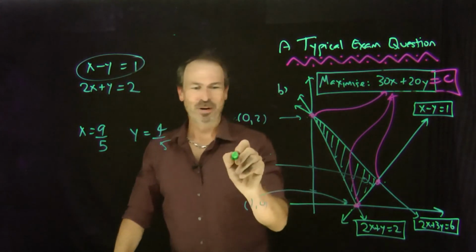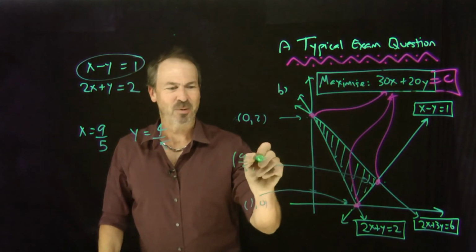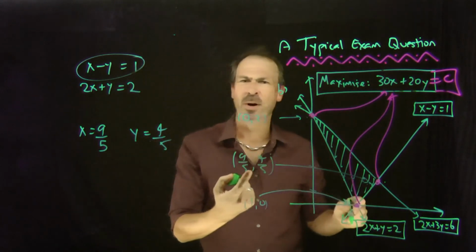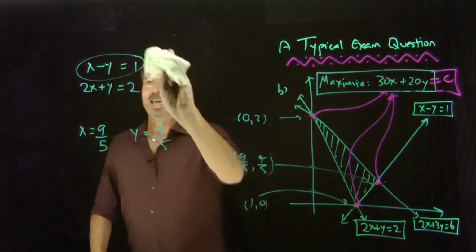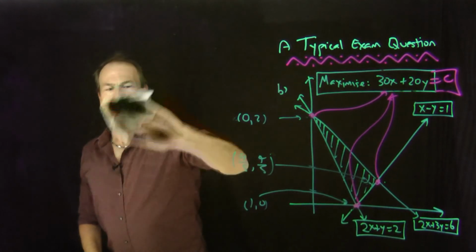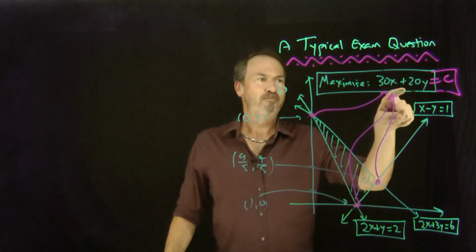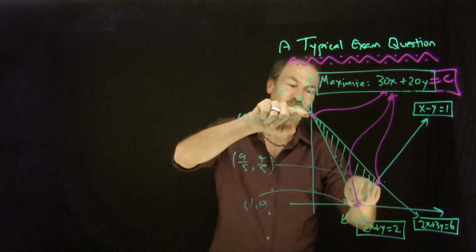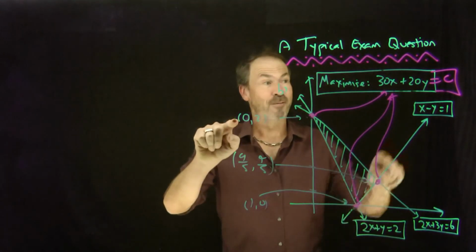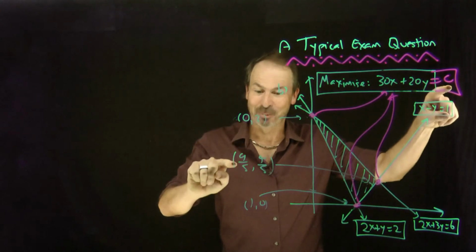Beautiful. So this point has coordinates 9/5, 4/5. 1.8, 0.8 if you prefer decimals. Okay, great. Now that's it. So the theory of linear programming says the biggest value of this linear function here right now will occur at one of these corners. So let's see what value c we get for these points, this point, and this point.